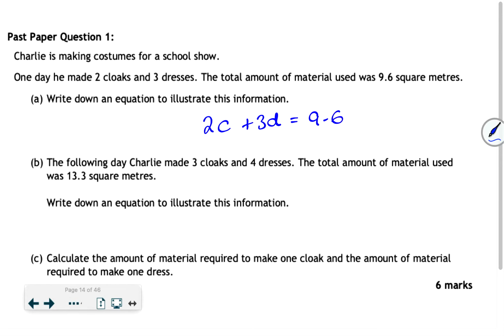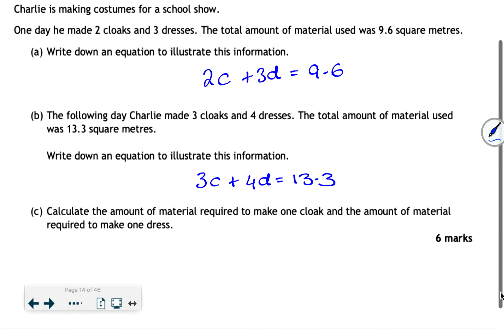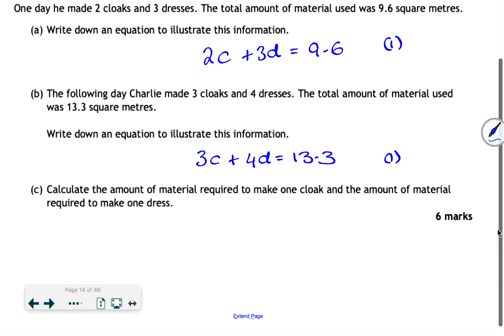Charlie made three cloaks and four dresses from 13.3 square metres. So it's going to be 3C plus 4D is equal to 13.3. So usually that would be worth a mark. That would be worth a mark. And then you've got 4 marks to solve and answer the question.